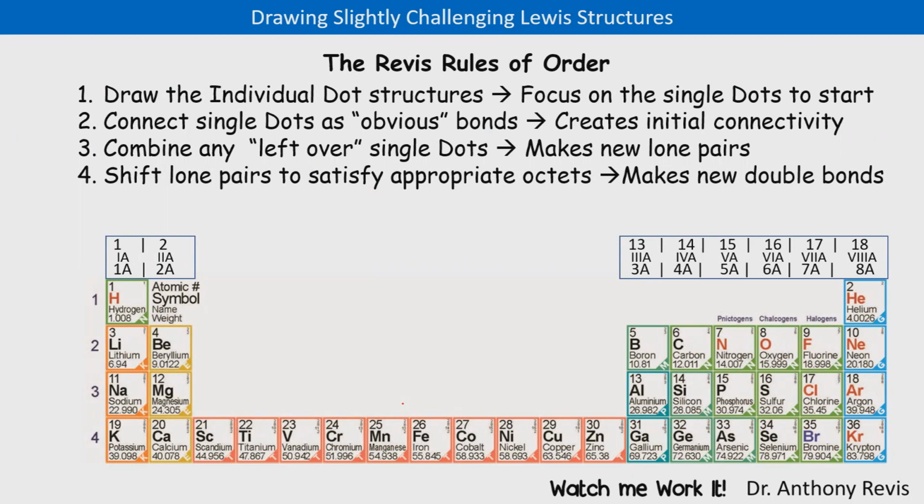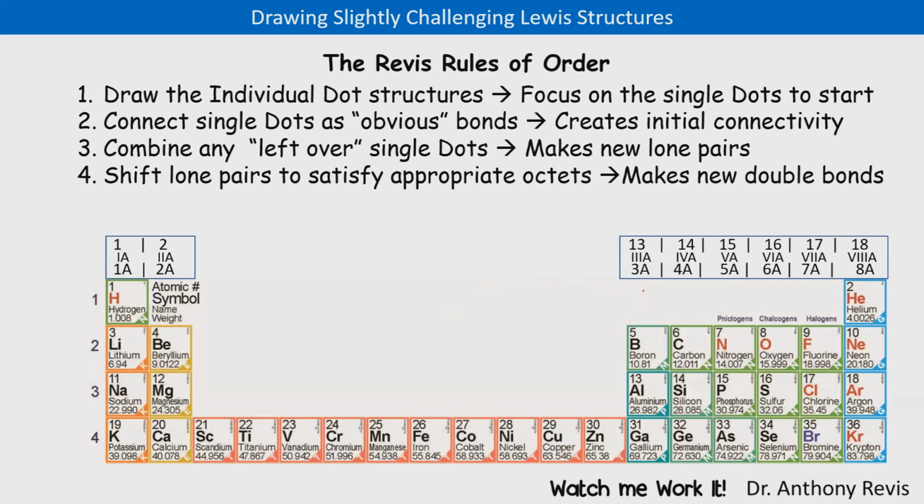Connect single dots as obvious bonds. This creates the initial connectivity, the sigma framework. Combine any leftover single dots to make lone pairs. Never leave single dots alone unless that is indeed what is intended. Shift lone pairs to satisfy appropriate octets. Make new double bonds as necessary. You don't always have to have double bonds in your structure, by the way.